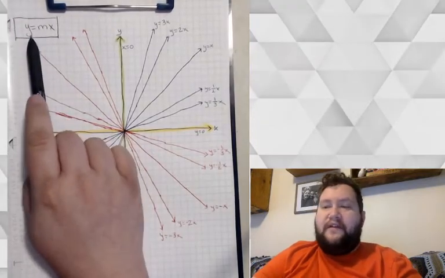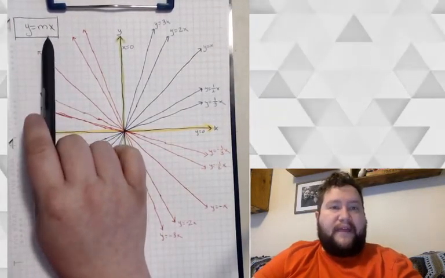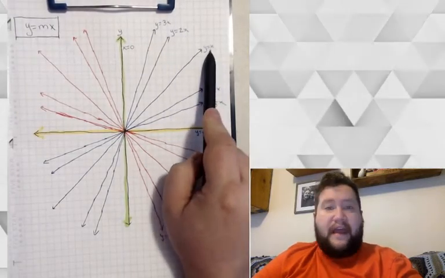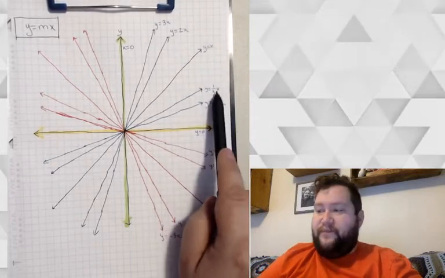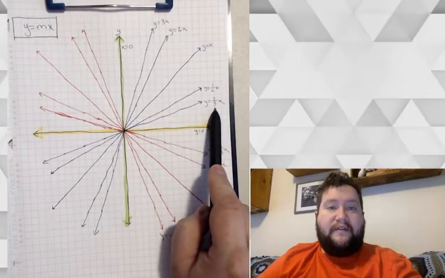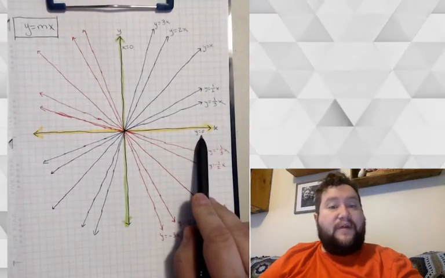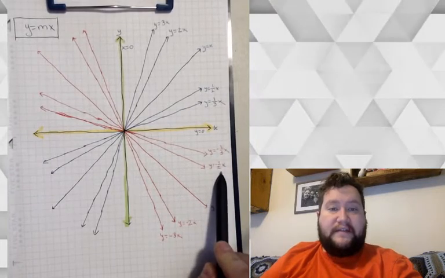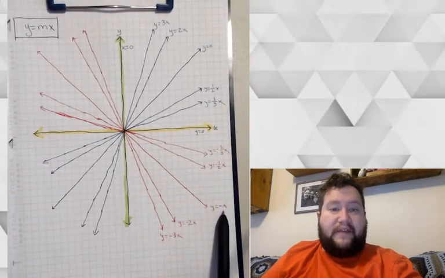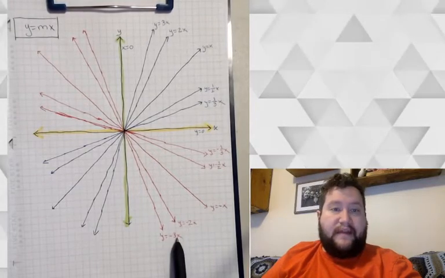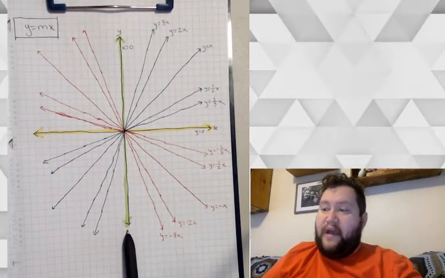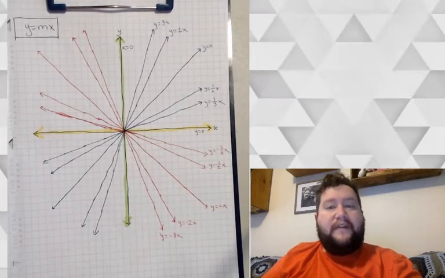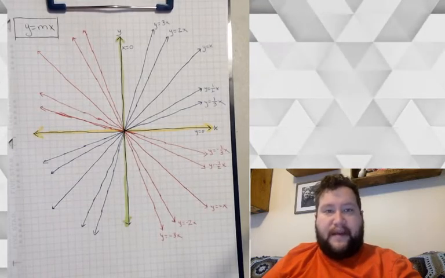Now all of these are of the form y equals m times x. So we have y equals 3x, 2x, x, which is the same as 1x, 1/2 x, and 1/3 x. Here we have y equals 0, or 0x. And then we have negative 1/3 x, negative 1/2 x, negative 1x, negative 2x, negative 3x. And then our y-axis here is x equals 0. So maybe pause here and take a minute just to look and see if you notice any patterns.